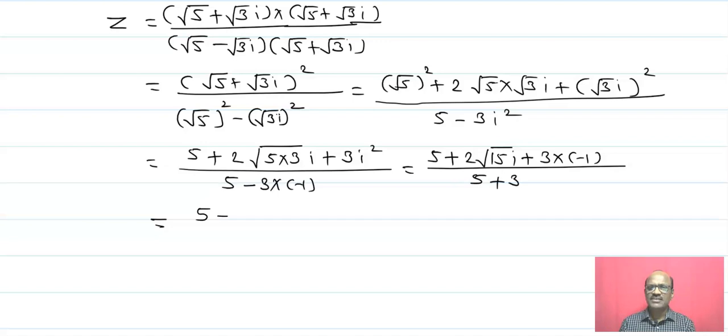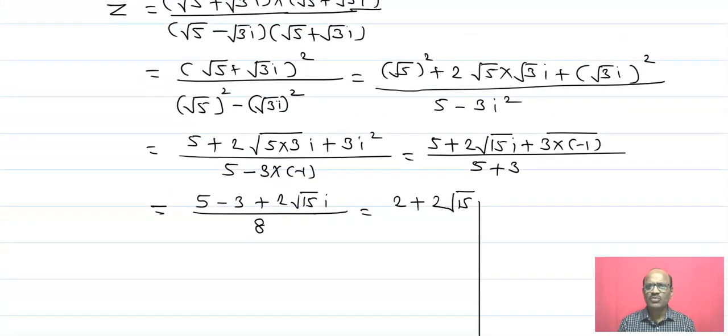Therefore 5 plus 2 root 15 i plus 3 into minus 1, upon 5 plus 3. That's why you are getting 3 into minus 1, that is minus 3. That is 5 minus 3 plus 2 root 15 i upon 8. Now what is 5 minus 3? It is 2. So 2 plus 2 root 15 i upon 8.